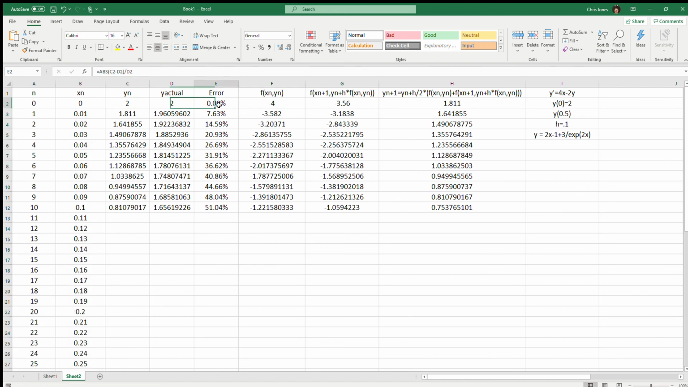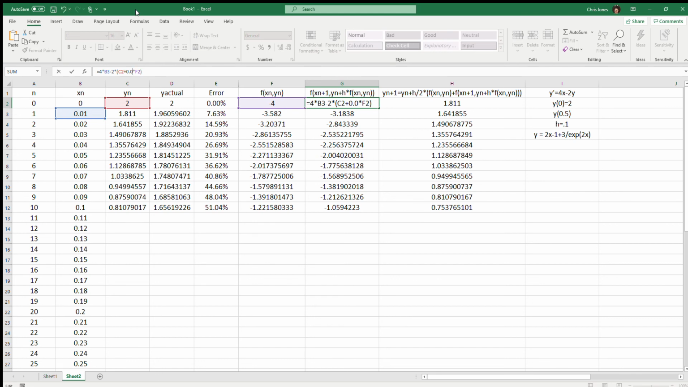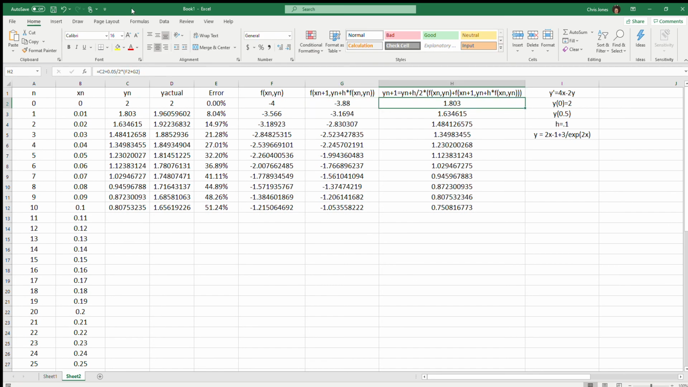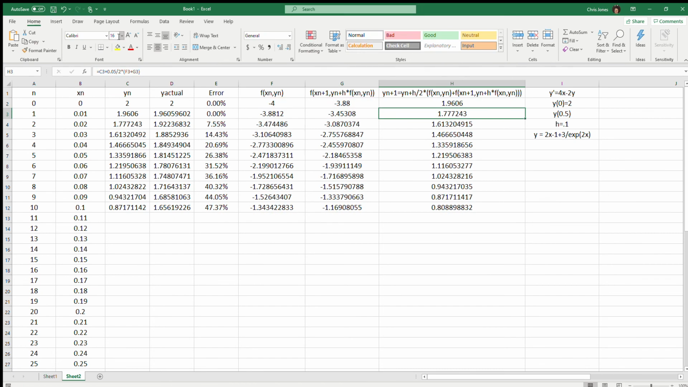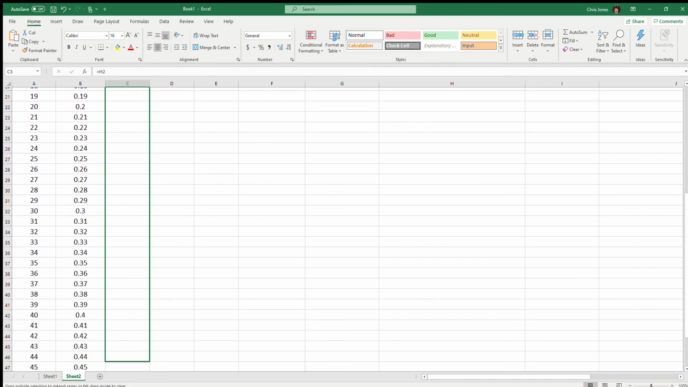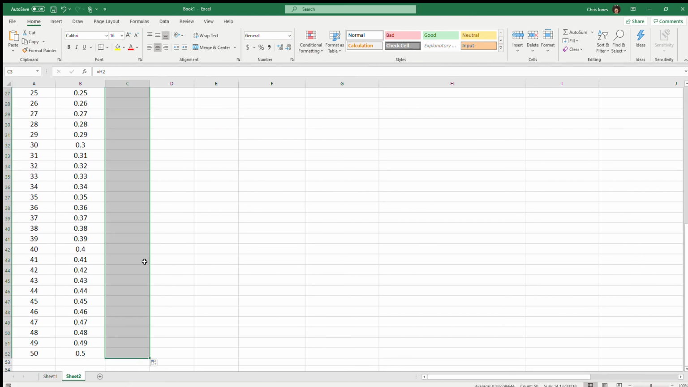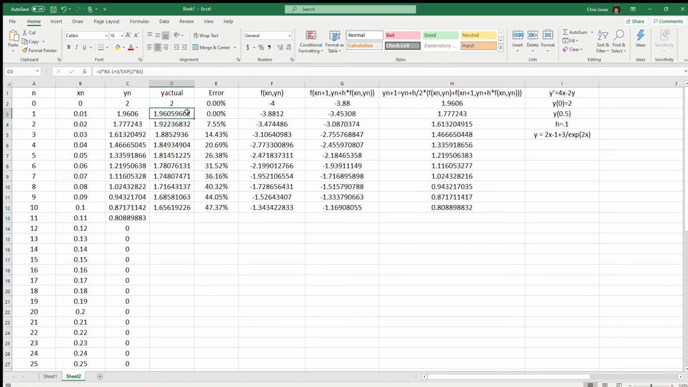And again, we have to change the step sizes. So I have to change this to 0.01. And then I have to change this to 0.01 as well. And just like we did before, we're going to drag this all the way down. It might just take a moment to do, but no problem.